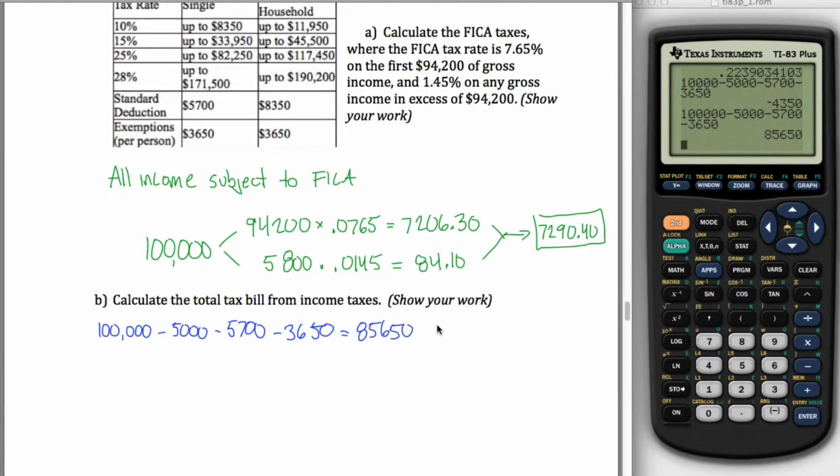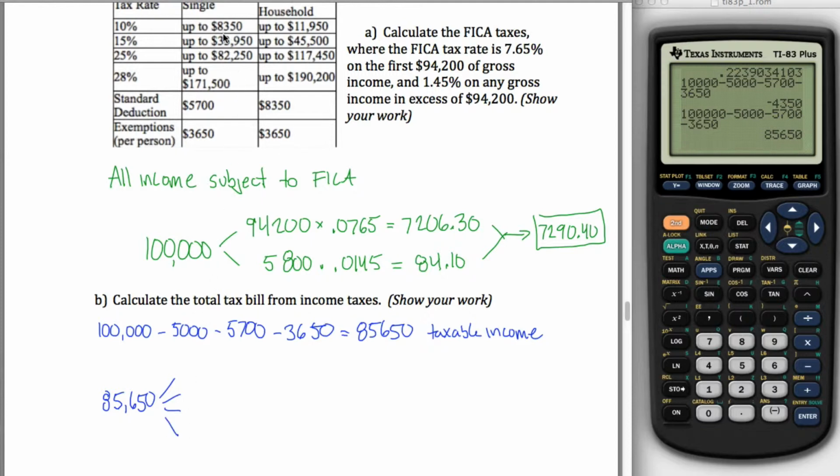$85,650. This is my taxable income. Note I didn't do that in FICA because all income is subject to FICA, but for income tax only taxable income is subject to it. So I have $85,650 that are going to get taxed. How is it going to get taxed? Well, it depends. I have this $85,650 here.